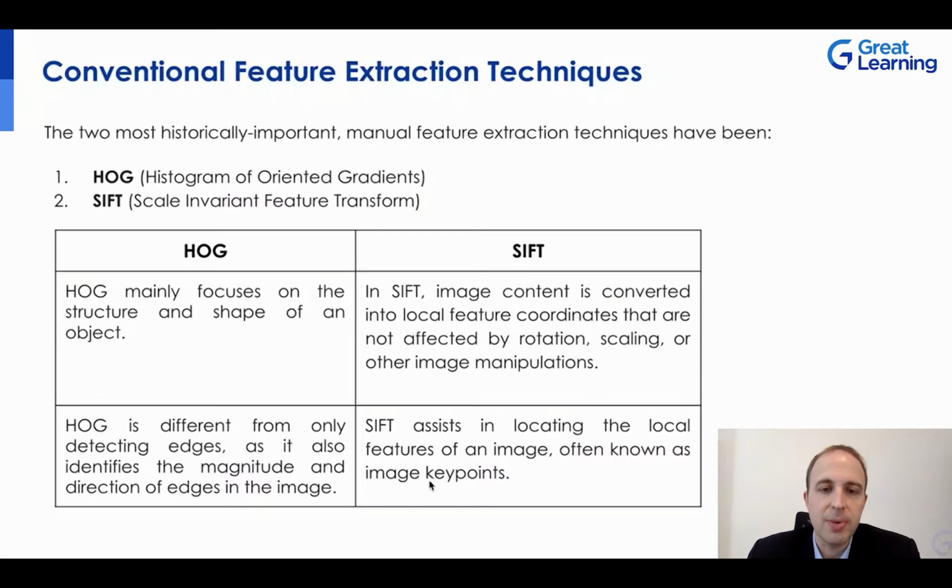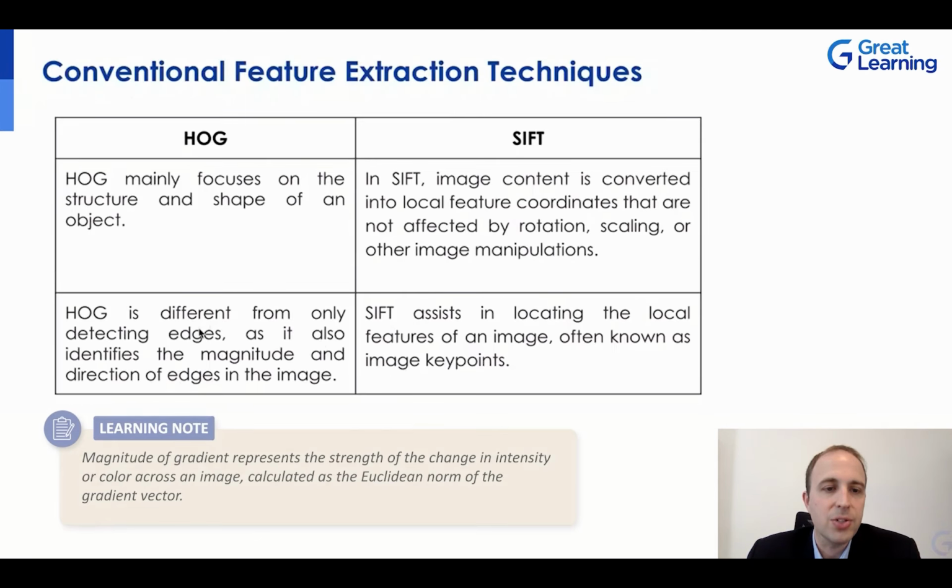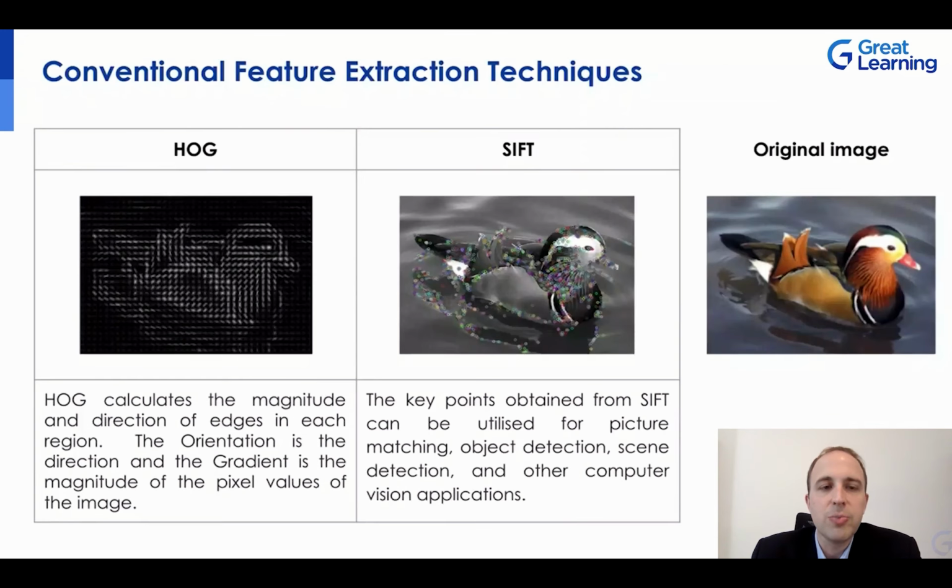Here I talked about the points of interest, or the key points, and HOG is identifying the magnitude and direction of gradients. We'll talk about that more soon. So these are two conventional feature extraction techniques. Let's keep looking. These are some examples of HOG and SIFT results.